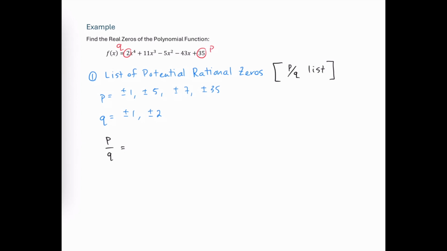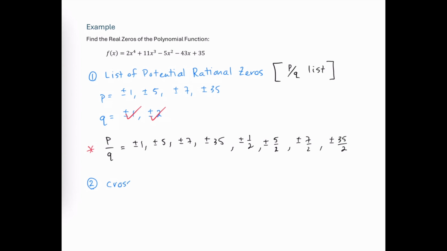We begin in an organized way by starting with the first factor of Q and writing every factor of P over that first factor of Q. So that's 1 over 1, which is plus or minus 1, 5 over 1, 7 over 1, and 35 over 1, which is plus or minus 35. Once we've written all the factors of P over the first factor of Q, we move over to the next factor of Q. So 1 over 2 is plus or minus 1 half, 5 over 2 is plus or minus 5 halves, 7 over 2 is plus or minus 7 halves, and 35 over 2 is plus or minus 35 halves. So this completes our list of potential rational zeros.